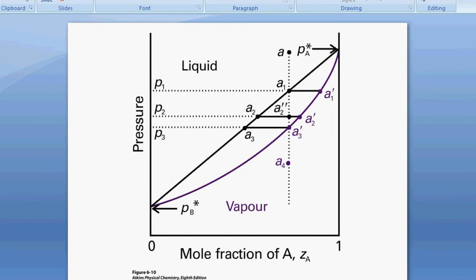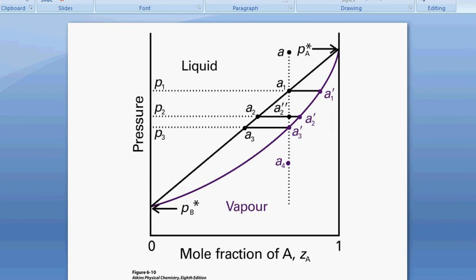F is equal to C minus P plus 2, right? How many phases do we have? Liquid phase. Then we are in the liquid phase. Here, we have just one phase. How many components do we have? Components are two, right? A and B.